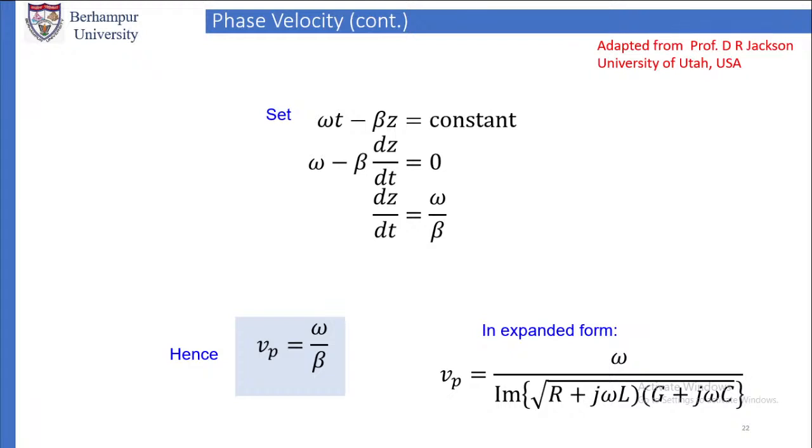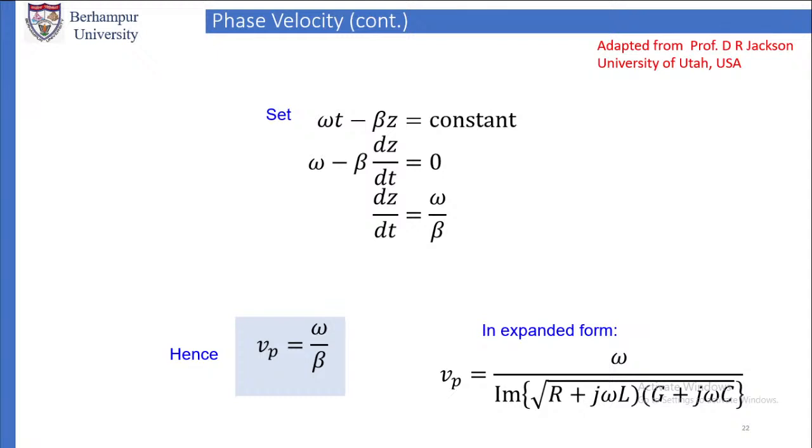If omega t minus beta z is equal to constant, then we differentiate both sides with respect to time. The left side will be omega minus beta dz by dt is equal to 0. From this you can find dz by dt is equal to omega by beta. Now what is dz by dt? You know from physics, dx by dt or ds by dt. z represents the distance. Since the time derivative of distance is velocity, dz by dt is equal to vp. So vp is equal to omega by beta.